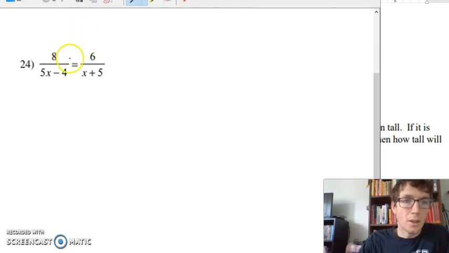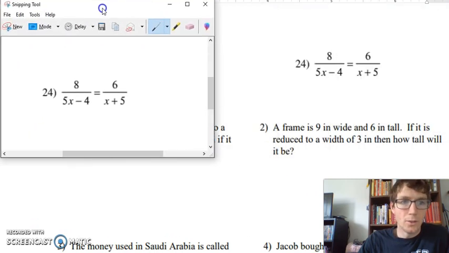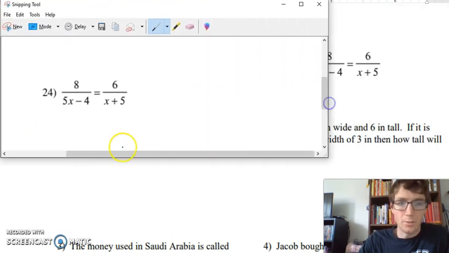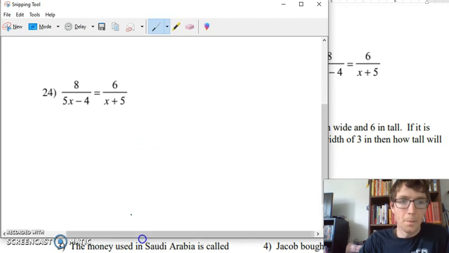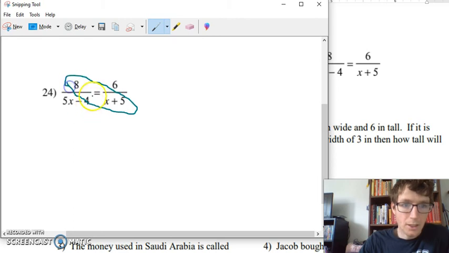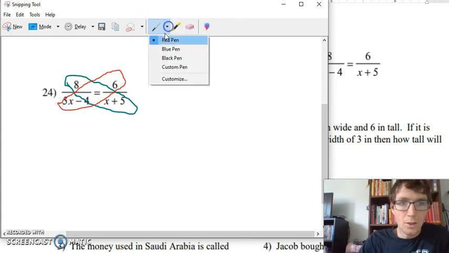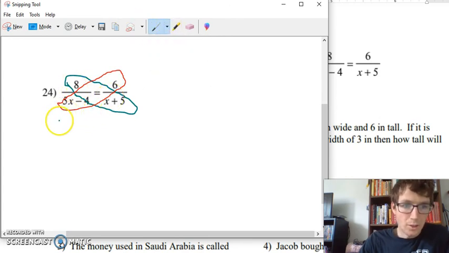Alright, so first step is pretty much just like before. First step is like before. What we're going to do is, first we just got to cross multiply. So I'm going to do 8 times the x plus 5. And then I'm going to switch. And I'm going to do 5x minus 4 times the 6. So 8 times x plus 5. So make sure you write it out with these parentheses.